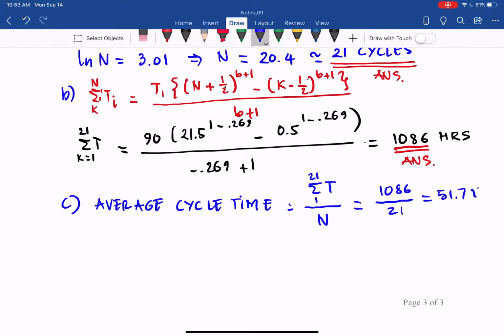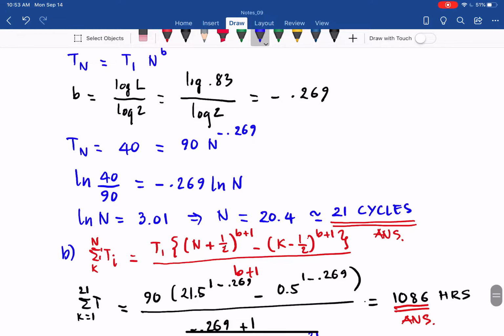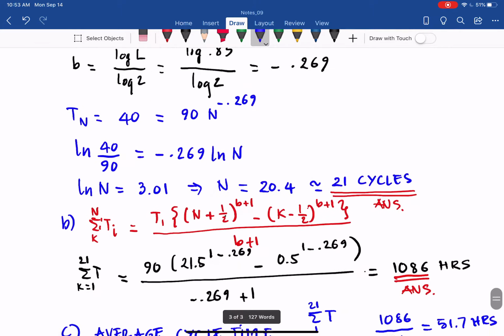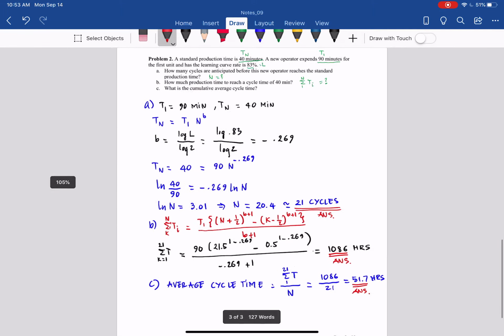We have 51.7 hours, which makes sense. It's somewhere between the 90 minutes for the first unit and the 40 minutes for the 21st unit. So the average is somewhere between those two numbers, 51.7 hours, and that finishes problem 2.